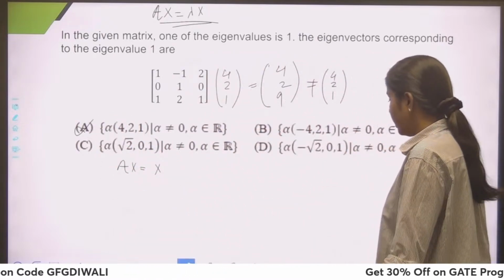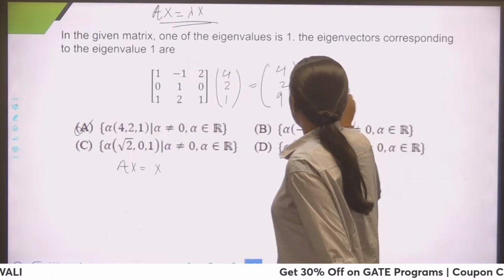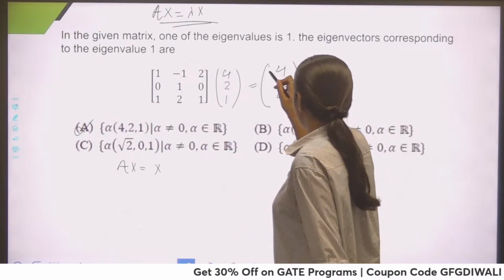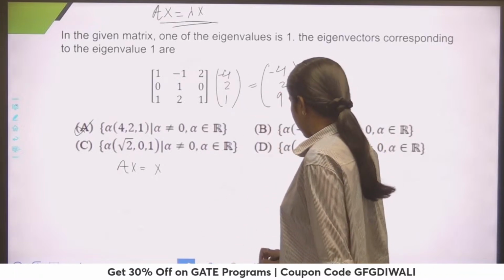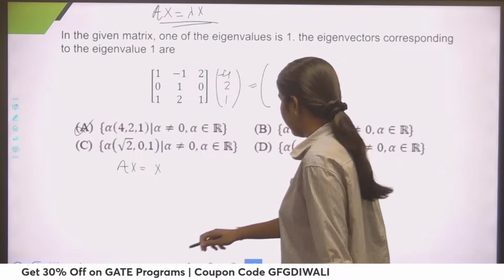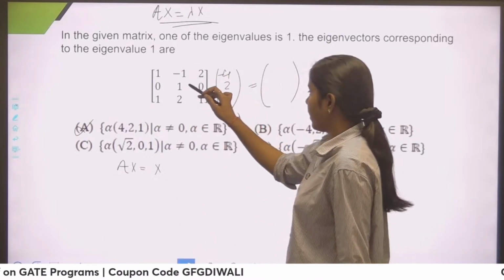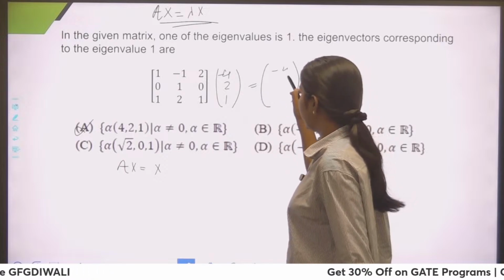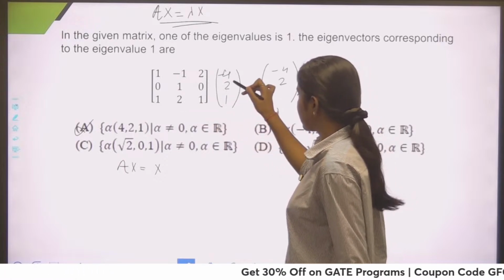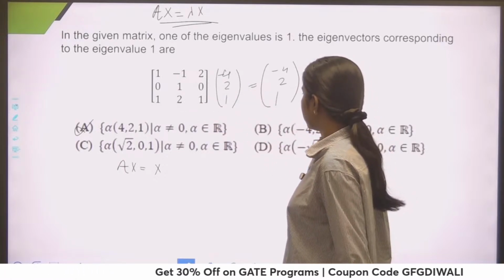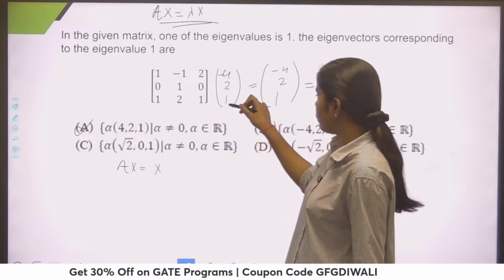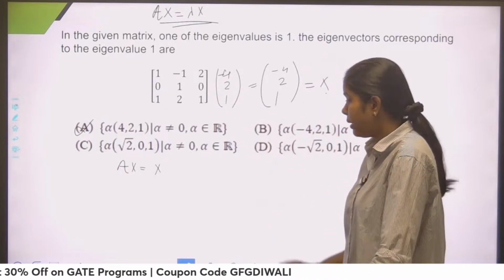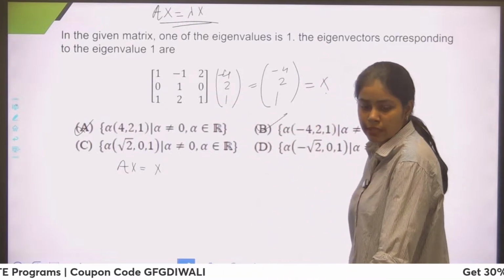I'll go for option B, and it is (-4, 2, 1). So for (-4, 2, 1), I'll write this down and I'll multiply. Now if I multiply, -4 minus 2 plus 2 would again give me -4, that would give me 2, -4 plus 4, 1. So this is equal to x. A into x equals lambda x, right? So option B matches. So option B is the correct answer.